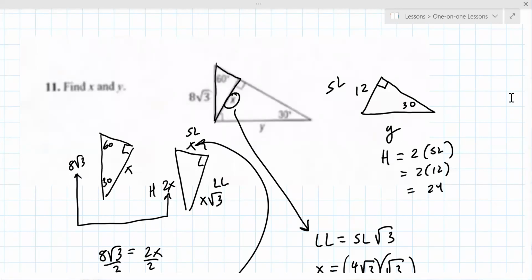Okay. These other, okay, 11, okay, 12, okay, we're up to 12, all right.